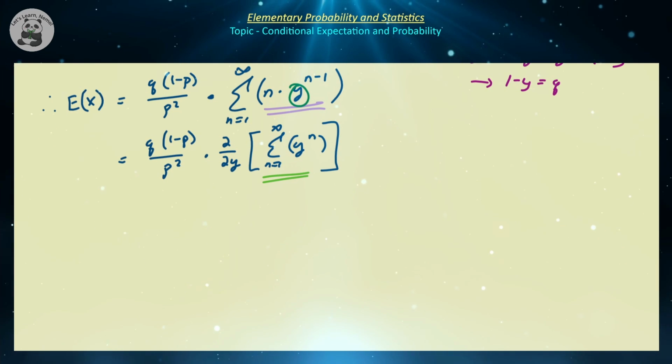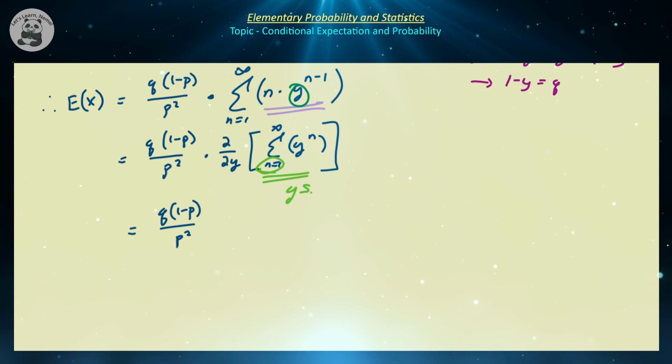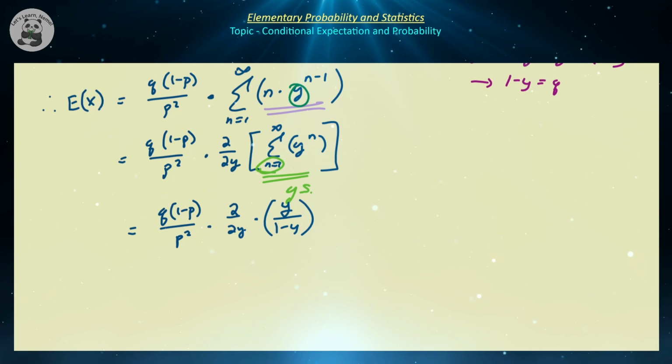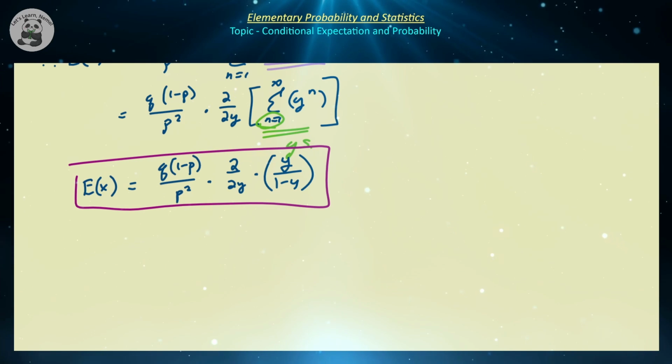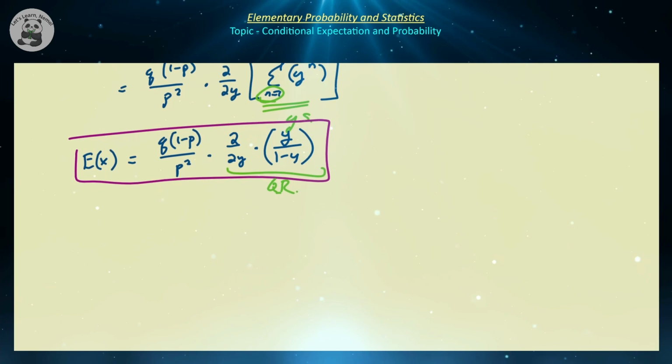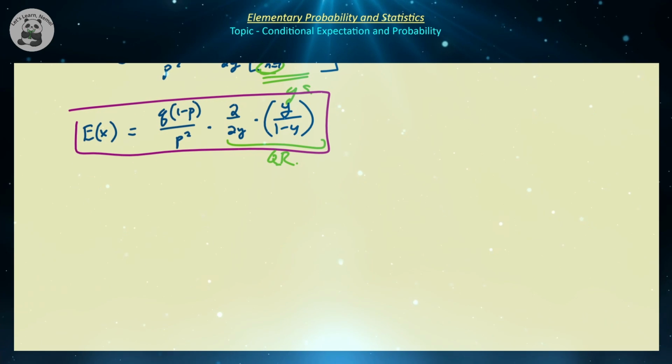And what we have here is a geometric series that starts at n equal to 1, and we already know what that converges to. So this is going to be equal to q times (1 minus p) over p squared times the partial derivative with respect to y of y over (1 minus y). Now we need to partially differentiate this quotient with respect to y, right? So obviously we need to use the quotient rule for derivatives here. So bottom derivative top minus top derivative bottom over bottom squared. And that's going to give us what?